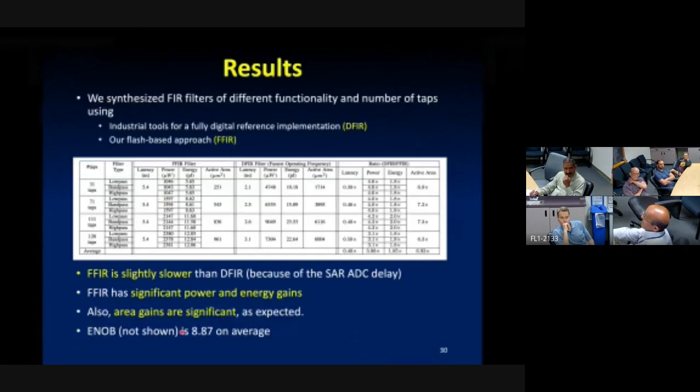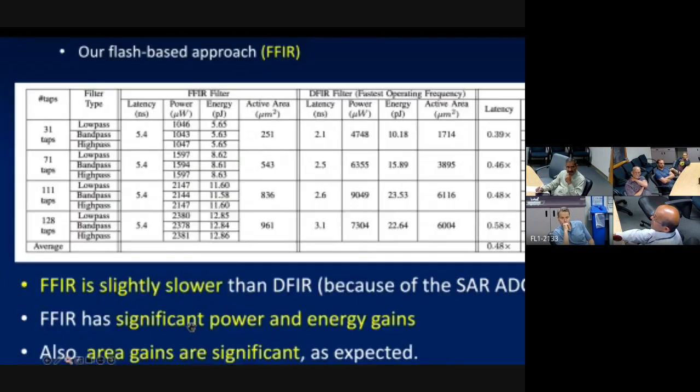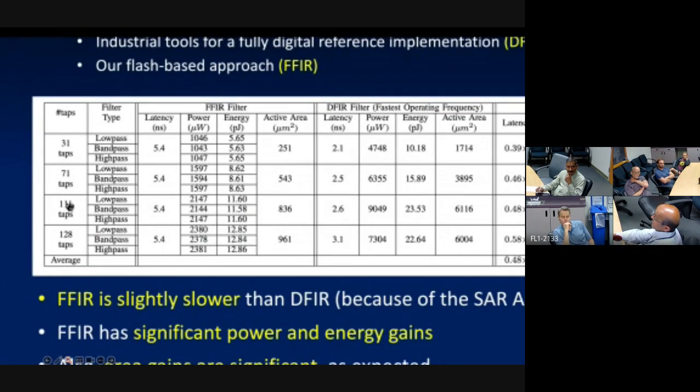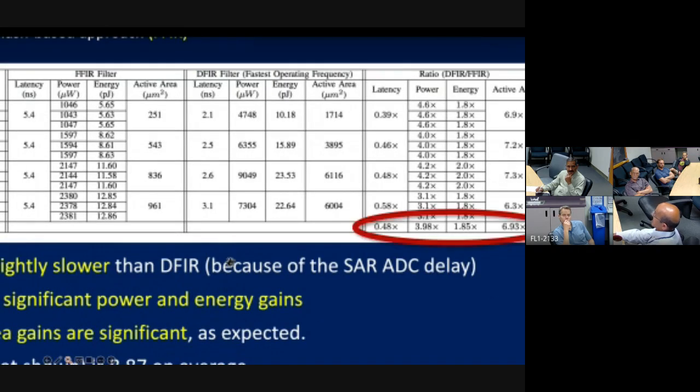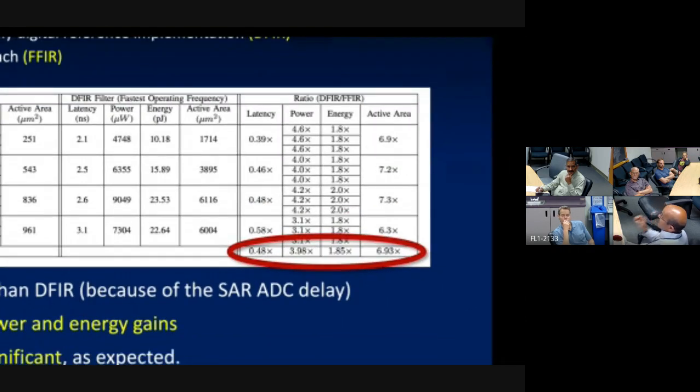That said, here are some of the results. I'll sort of zoom in. We did 3 filters of our 4 filters, 30, 70, 110, 128 taps, both low pass and high pass. And if we look at the results, I'll just zoom into the results on an average. We have a latency hit. Our flash-based FIR is slower by a factor of 2 compared to a digital synthesized FIR of the same precision. So we are slower by a factor of 2, but our power is 4 times smaller, and therefore our energy is about 2 times better, right?